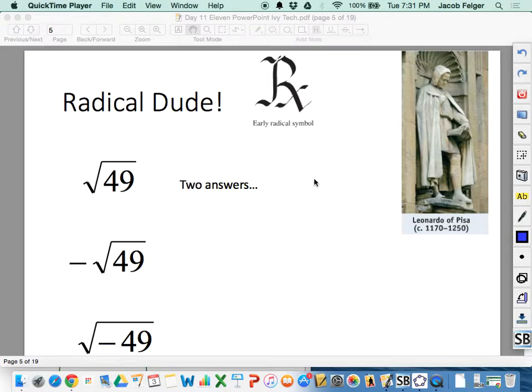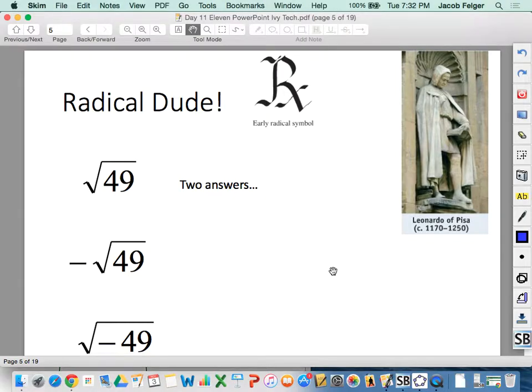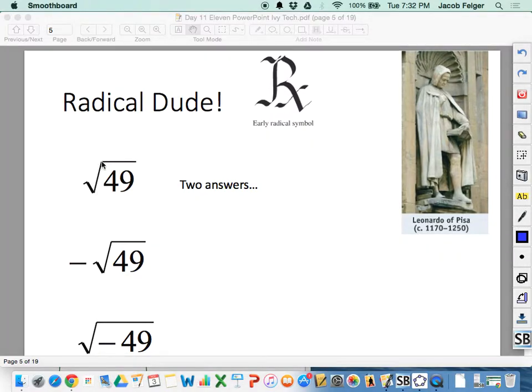Okay, so we're going to start with, it's going to go from easy to pretty interesting. I won't say hard, I'll say interesting. We're going to start with this guy here, Fibonacci, Leonardo of Pisa. He's the guy you can blame for all of this mess because he invented the radical symbol. The square root symbol is also called a radical.